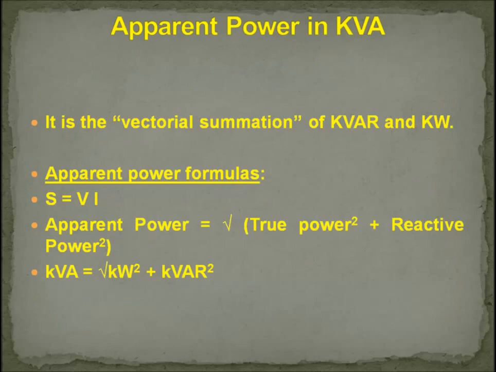Apparent power in kVA. It is the vectorial summation of kVAR and kW. Apparent power formulas. S equals VI. Apparent power equals square root of true power squared plus reactive power squared. kVA equals square root of kW squared plus kVAR squared.